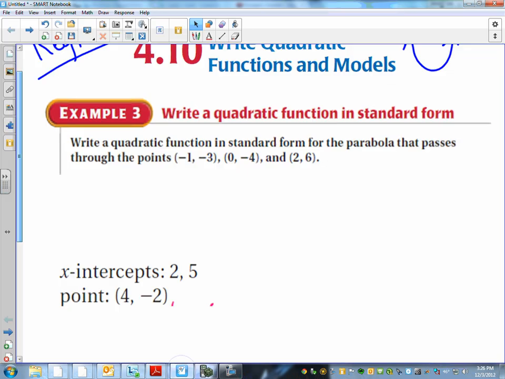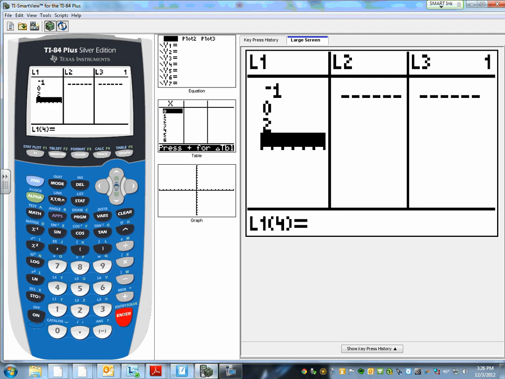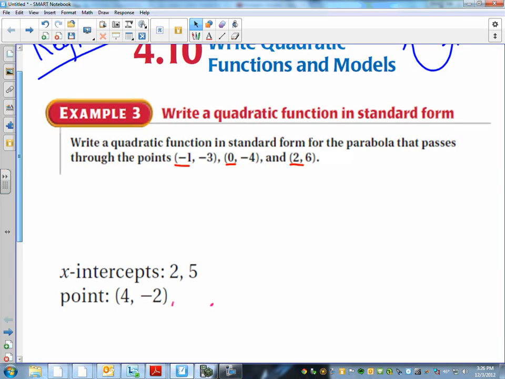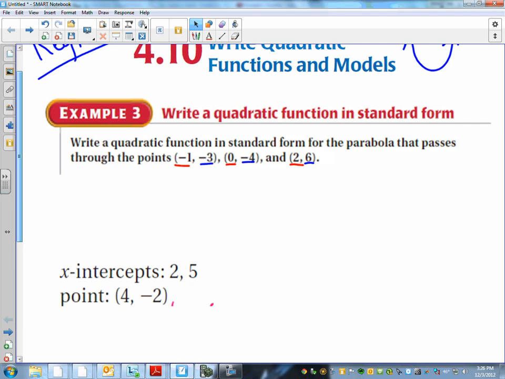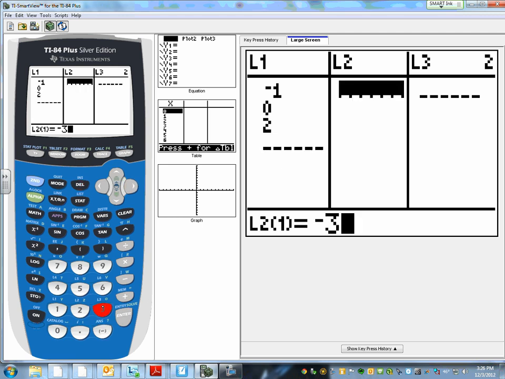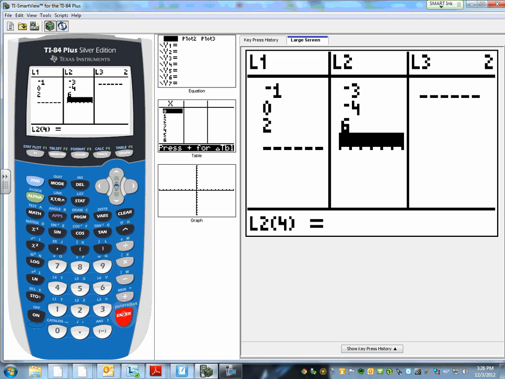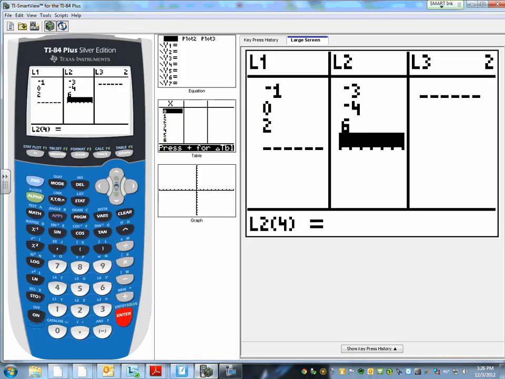Then we go back to our problems and we type in our x values into L1: -1, 0, 2. And then we go to our y values in our problem and we type those into L2. I don't remember what they are. Okay, now we're good. I think that's what they were. Yep, that's what they were. Okay. Whew! Bad memory today.